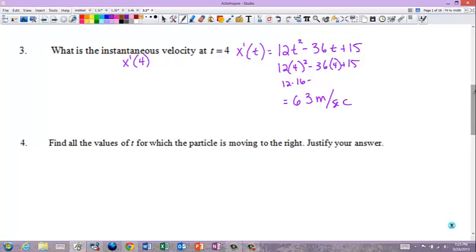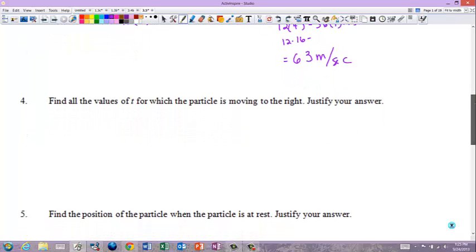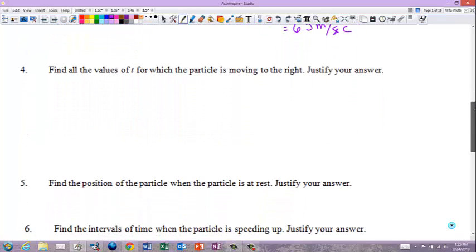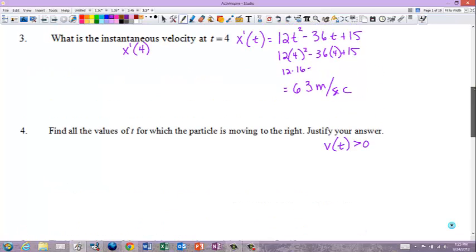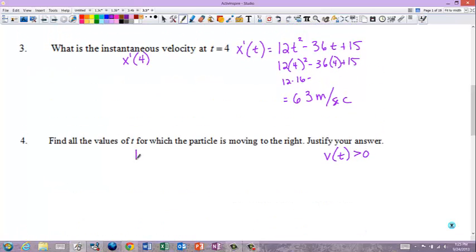Find all values of t for which the particle is moving to the right. Justify your answer. Well, what I need to find is moving to the right. My justification is that I want to know where the velocity is greater than 0. Well, do I have a formula for the velocity? Yes. It's 12t squared minus 36t plus 15.